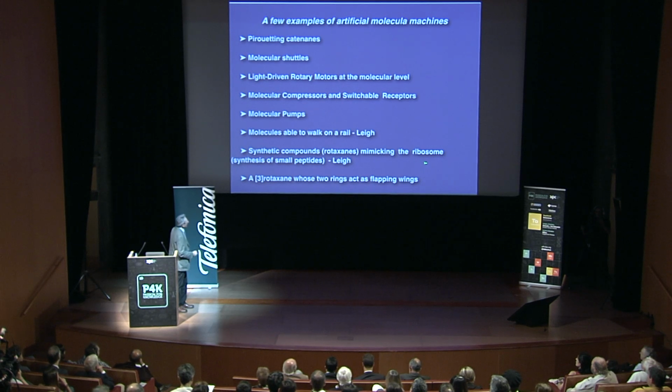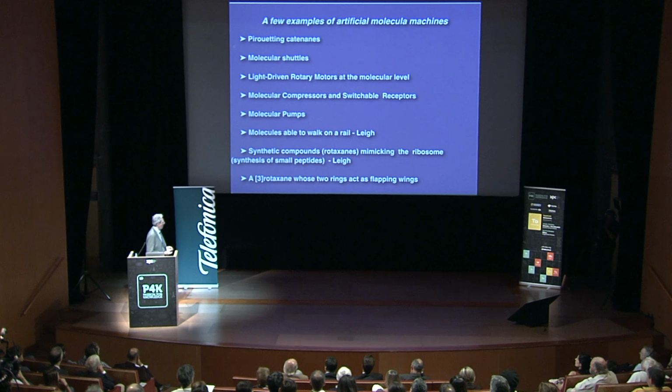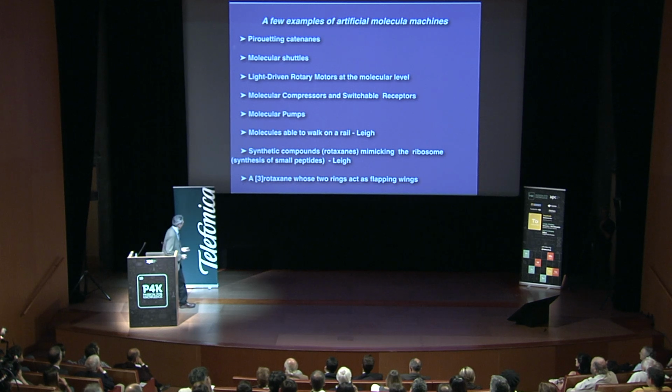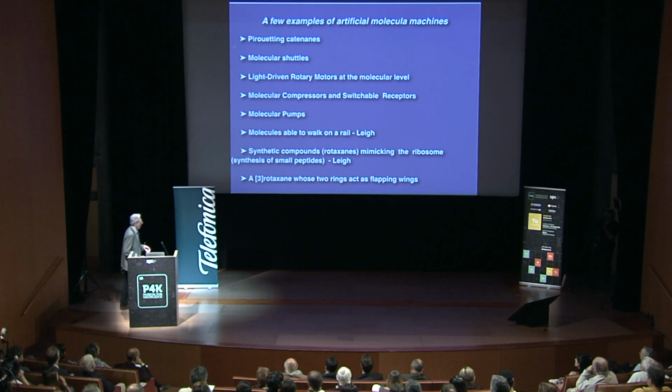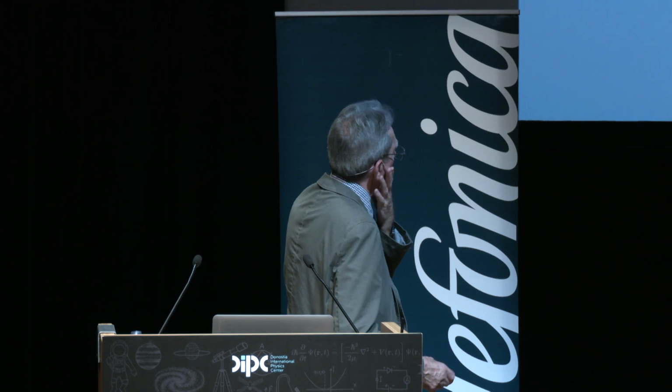Compounds which mimic the ribosome by David Leigh and his group. This is a fantastic piece of work, making small peptides with 3 amino acids perfectly, selectively, a little bit like the ribosome. Rotaxanes which can fly with flapping wings, and many, many other examples. And every day, now you have new systems of this type.